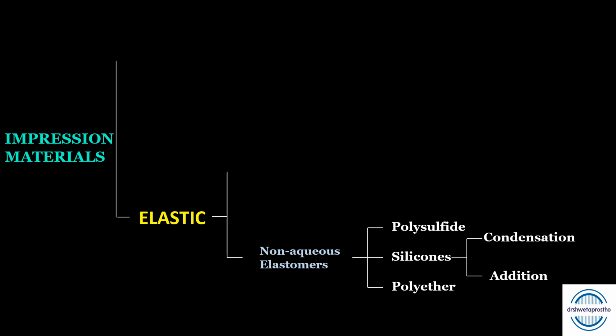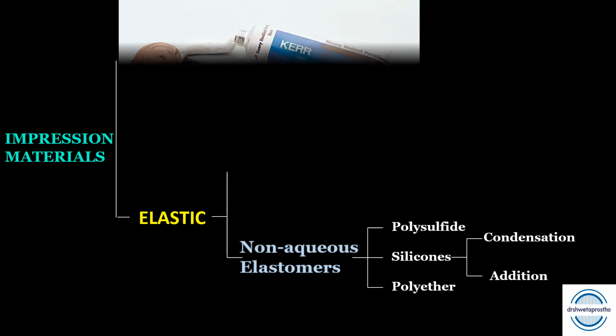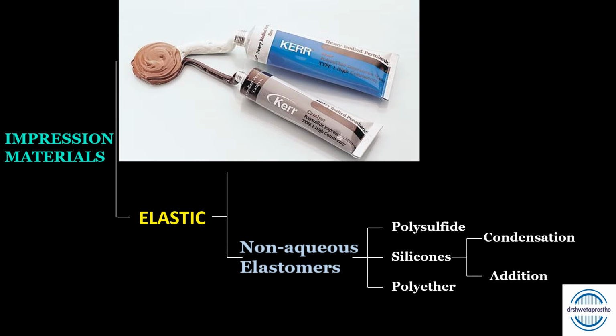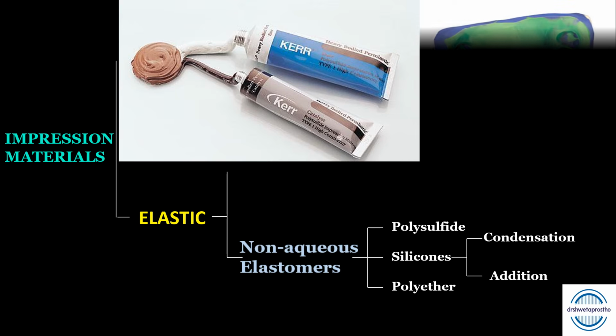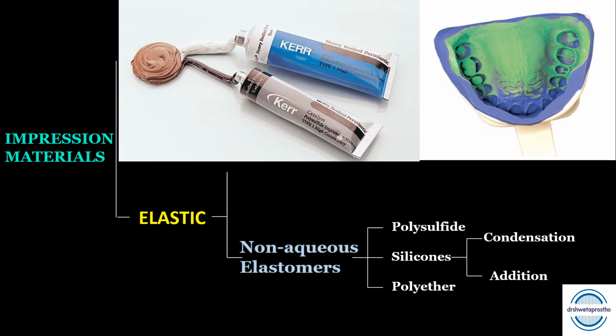In the elastic materials, the second category is non-aqueous elastomers. They are the rubber-like polymers which show an elastic behavior. In this, we have polysulfide, silicones, and polyether. Polysulfides are the materials which set by condensation polymerization reaction. The byproduct released is water. It is inaccurate due to the shrinkage which is present. It also has a bad odor and lead dioxide which is toxic in nature. So it is replaced by other products.